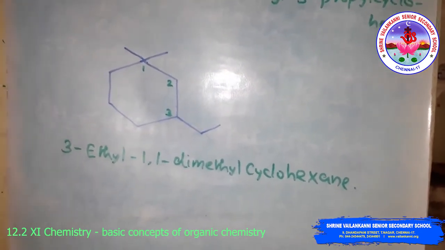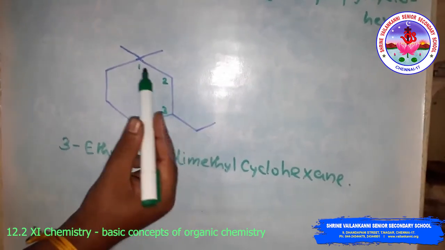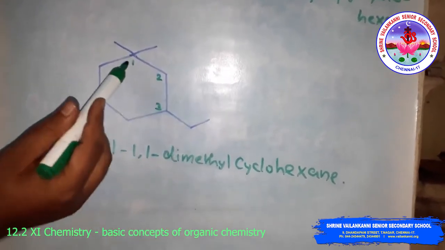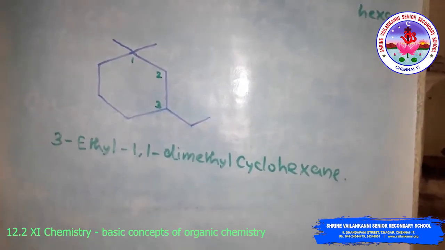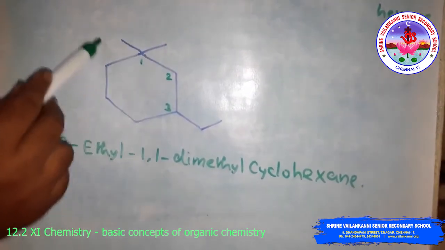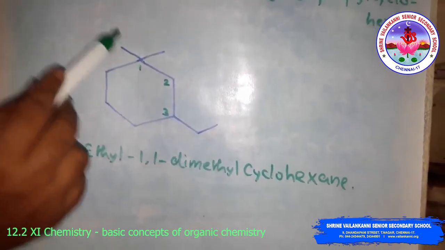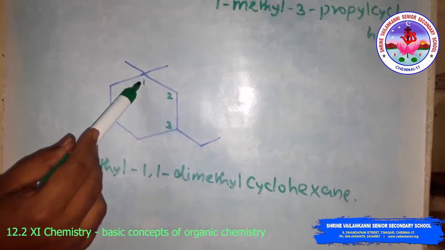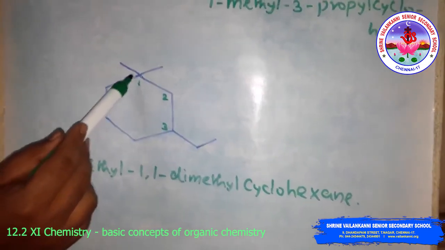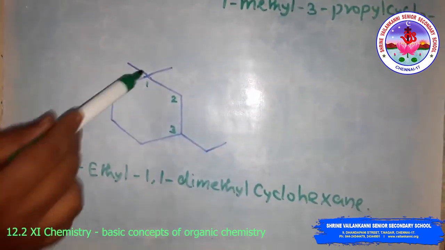Okay, suppose if you give number 1 like this, 1 ethyl 3,3 dimethyl cyclohexane is wrong, because the more number of branching gets the lower number, that is the lowest locants. So here you have to use 1 only in this carbon only.